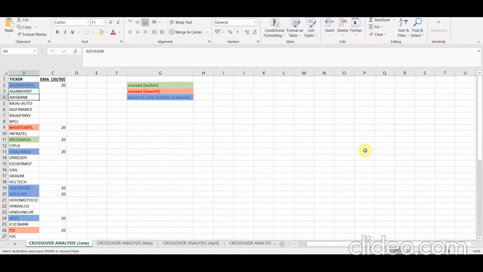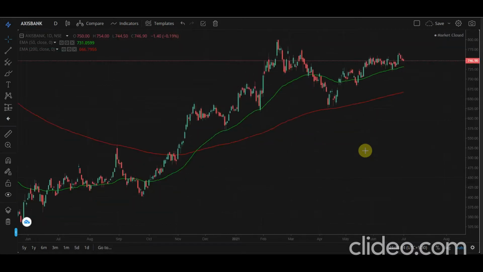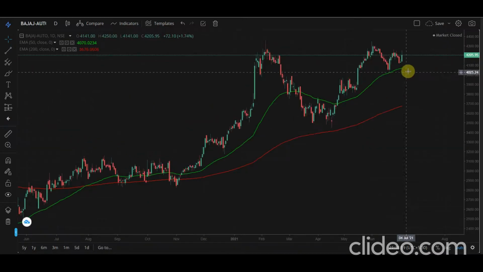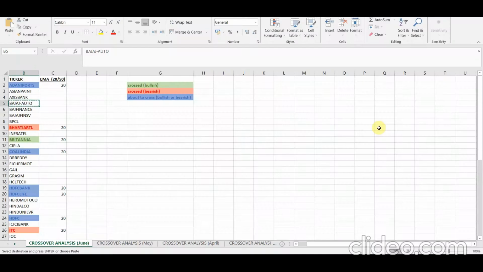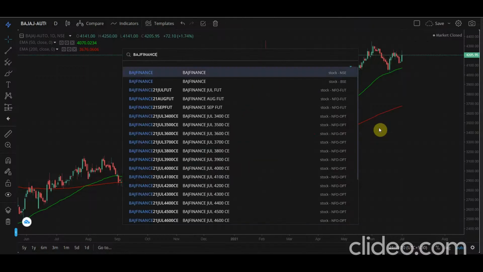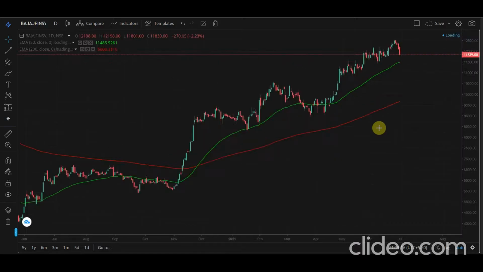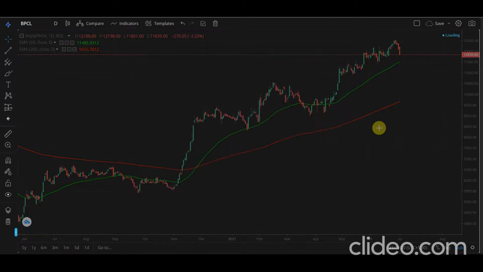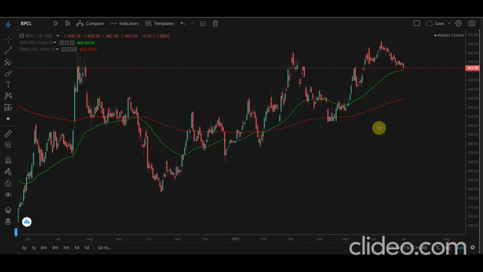Very far, Axis Bank. We have to repeat this whole process for all the 50 stocks. Next is Bajaj Auto, and visually it appears how much the gap is, so we can just skip it. Bajaj Finance will also have a huge gap. Yeah, a huge gap. BPCL, let's see what happens. Very huge gap. We'll get very few stocks in this particular pair.